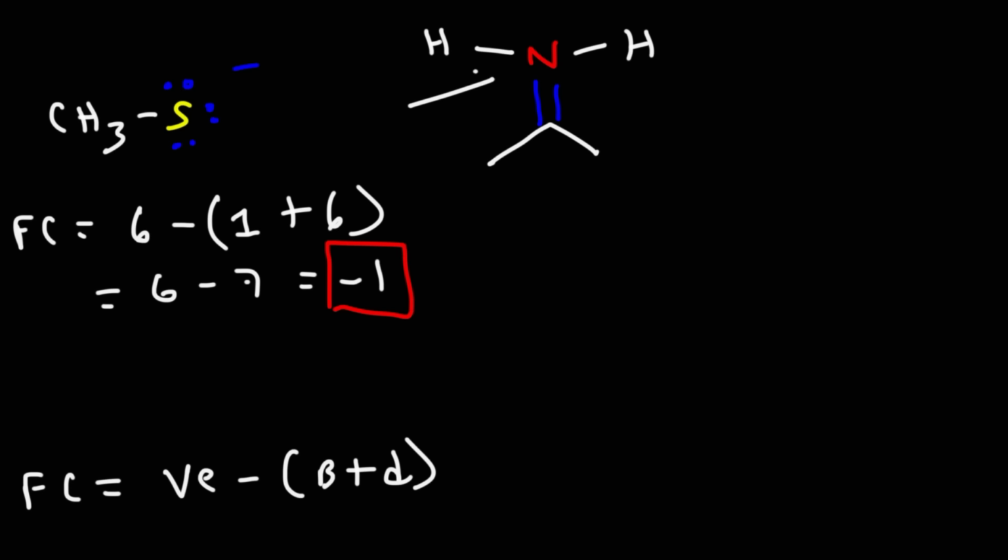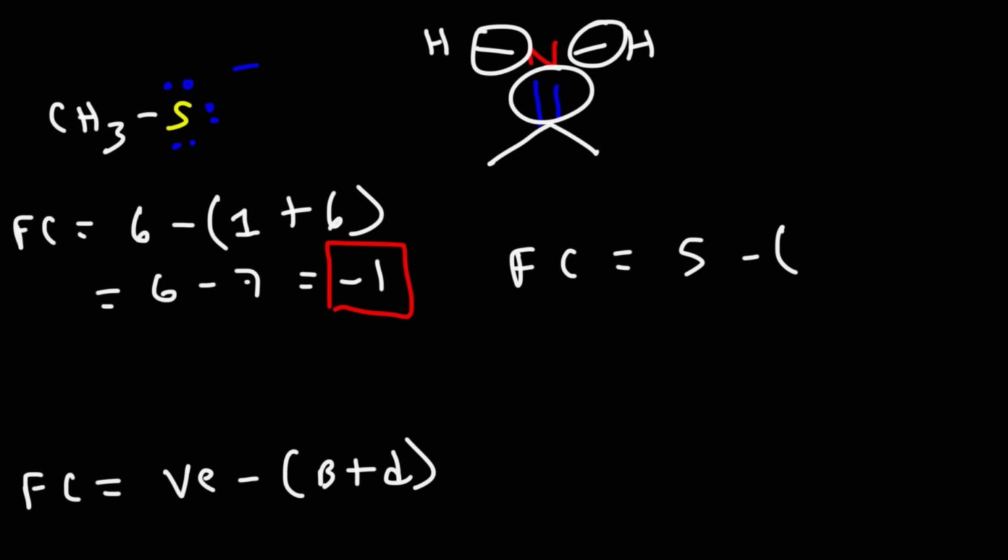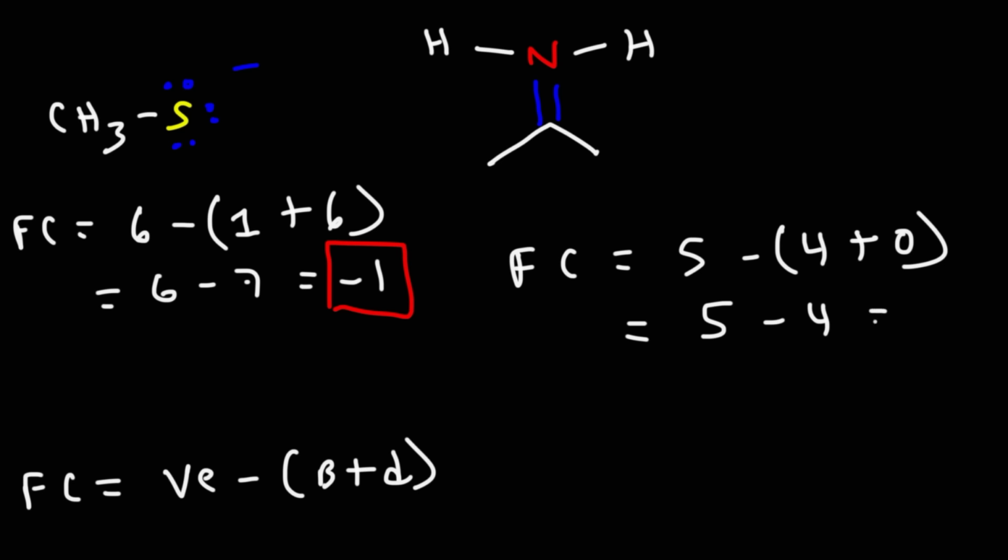Now let's do the same thing with the nitrogen atom. Nitrogen is found in group 5A or group 15 of the periodic table, so it has 5 valence electrons. In this structure, it has 4 bonds. It doesn't have any dots, so no lone pairs. Thus, it's going to be 5 minus 4. We get +1. So it has a positive formal charge.